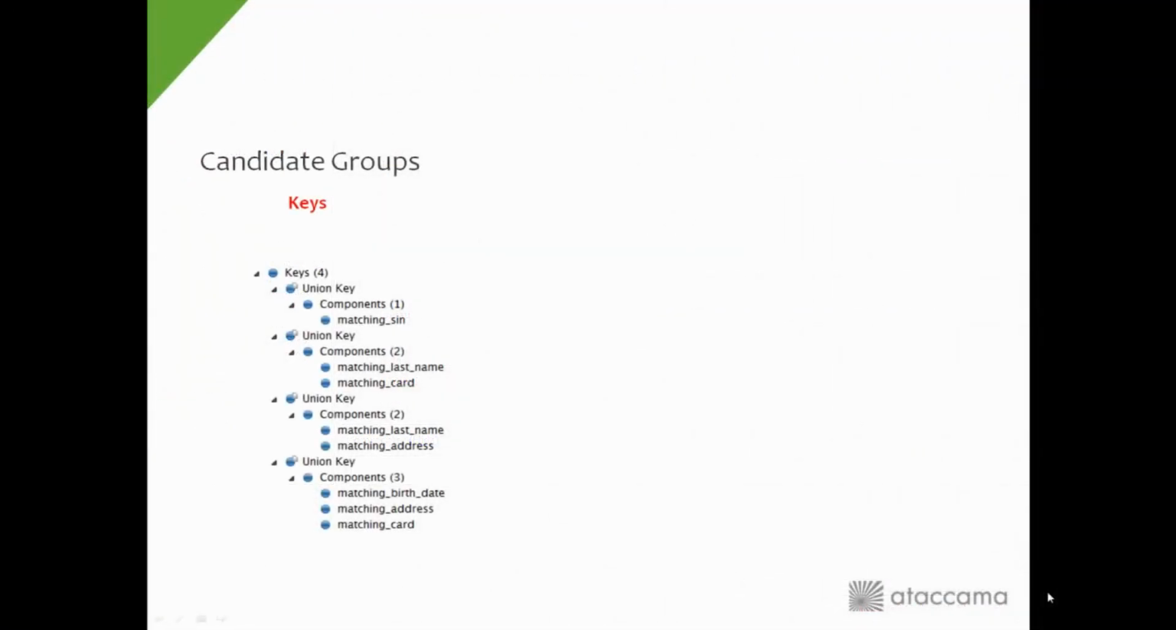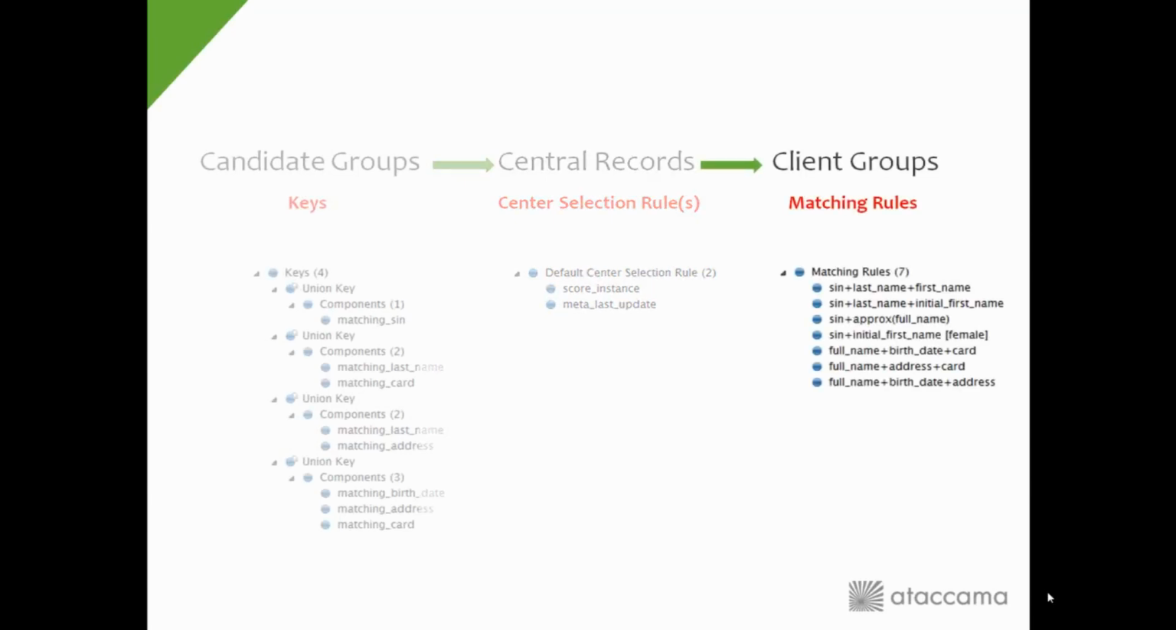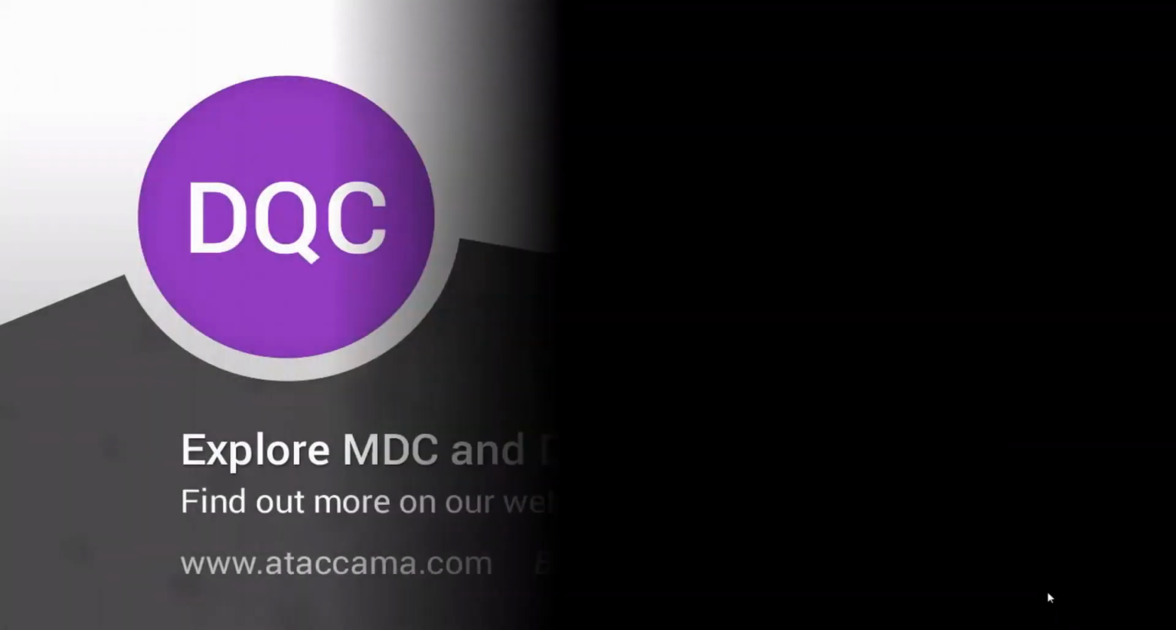Let us quickly review the process of matching records in DQC using the unification step. First, we create candidate groups using the key section of the step properties. Next, we define central records, or master records, using the center selection rules, such as score or last update time. Finally, we create rules for testing whether the records within each candidate group really should be marked as belonging to the same record. We do this by creating matching rules. If a record satisfies the criteria in a matching rule, it is said to belong to the same group as the central record. If it does not satisfy any of the criteria, then it is assigned to a new client group and deemed to represent a different entity than the central record.